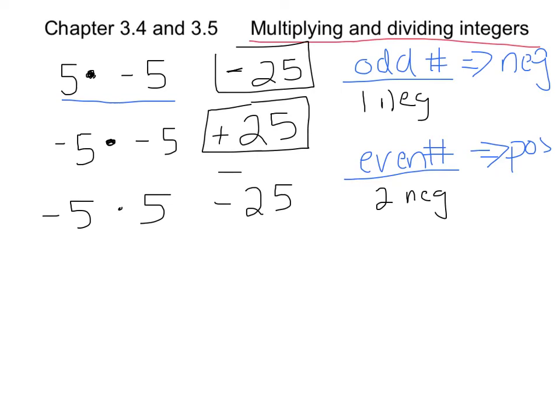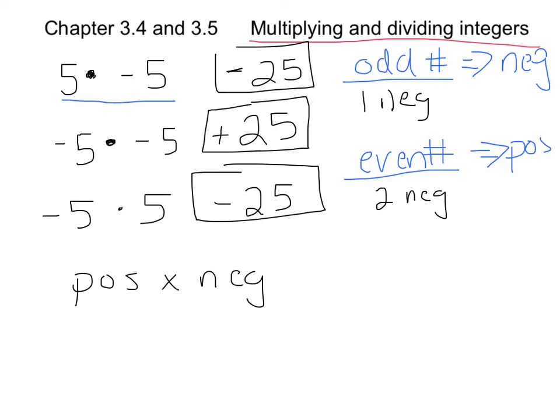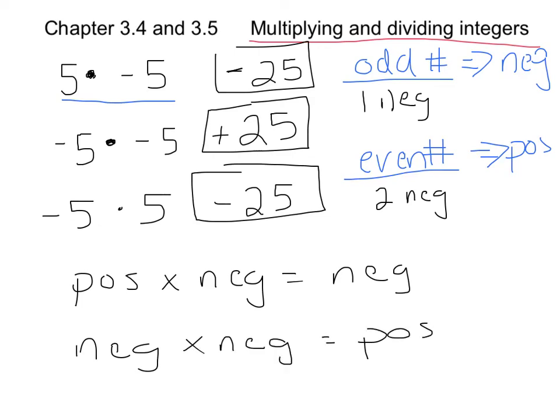Okay? So negative 25. Now looking at this rule, you can see a positive times a negative is negative. A negative times a negative is positive. Okay? But we like to do odd and even because there might be times where you're multiplying 3 numbers. A positive times a negative times a negative. And we'll get into that in the next video.